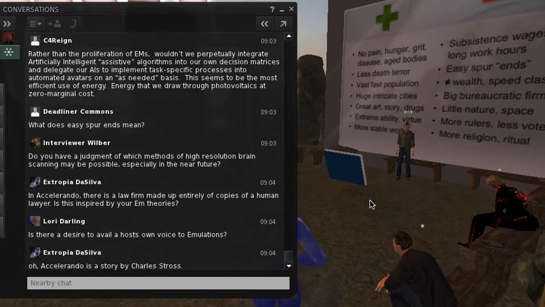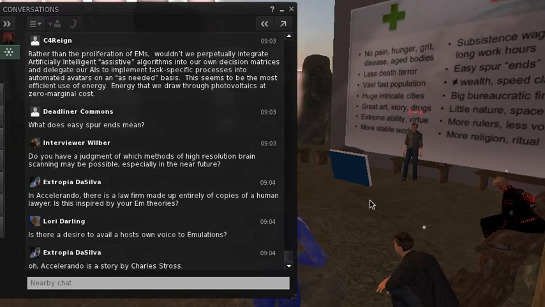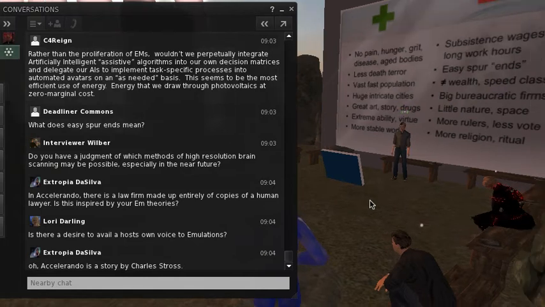The next question is by Extropia de Silva. The question is, in Accelerando, there is a law firm made up entirely of copies of a human lawyer. Is this inspired by your M's theory? I, of course, don't really know who's inspired by any particular thing I've done. Certainly the idea of brain emulations is an old idea. I didn't invent it. It goes back many decades. Like I said, I've been hearing about science fiction stories and also futurist speculation about what were called uploads or brain emulations for a long time. It has been a staple of conversations for a long time.